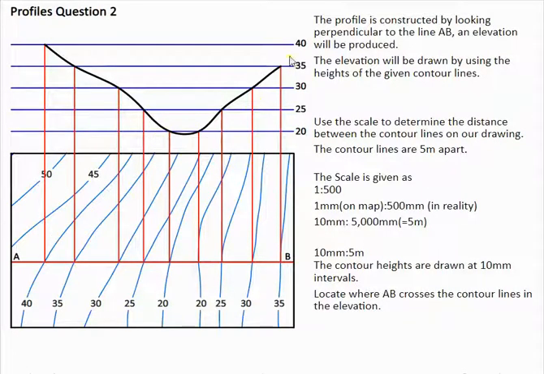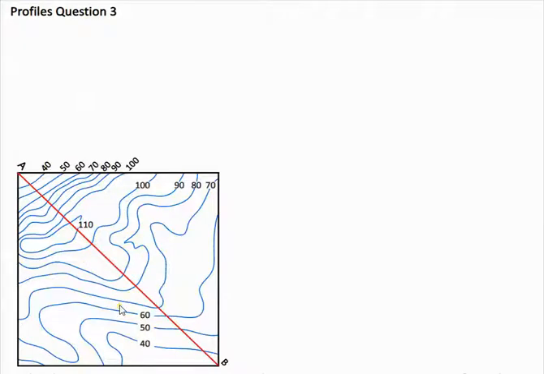So this here is what is referred to as a valley, where the land from A to B slopes down from A and then rises back up. So there's a valley in this section here. Now, not all profiles will be taken horizontally. This one here is taken at an angle of, say, 45 degrees.